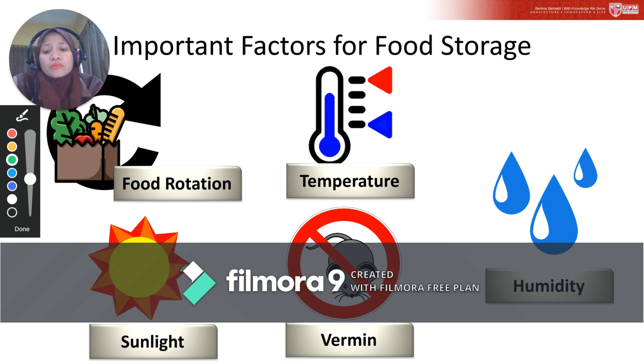And then for sunlight, we must also protect our product from the sunlight, because sunlight can promote oxidation and subsequent loss of the food's nutritional value and quality. And then from rats, we must protect it, making sure that our storage can avoid vermin, rodents, and pests entering our storage area.